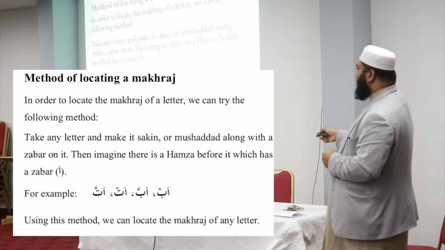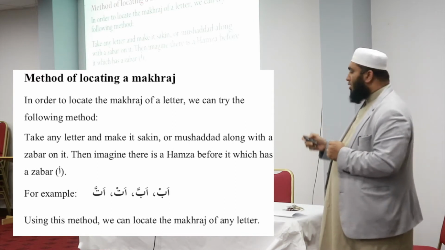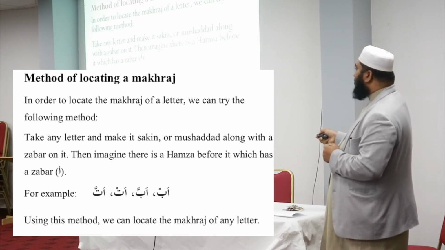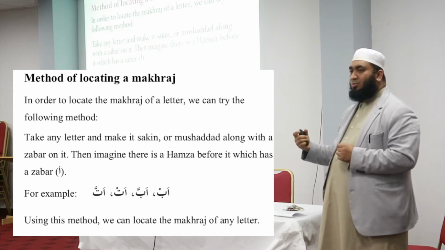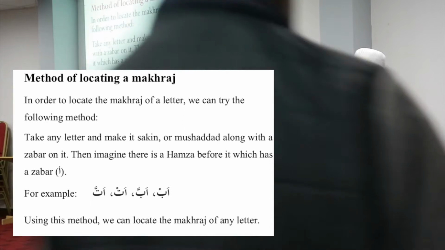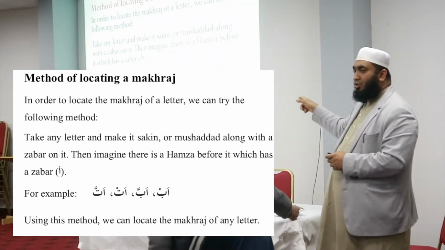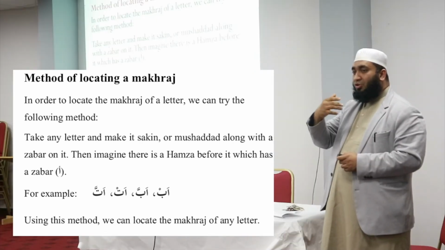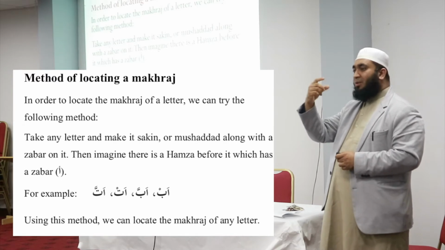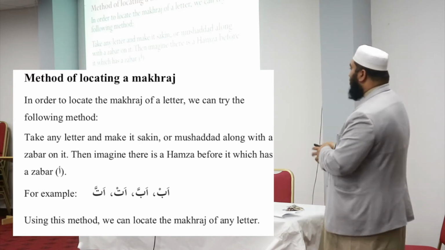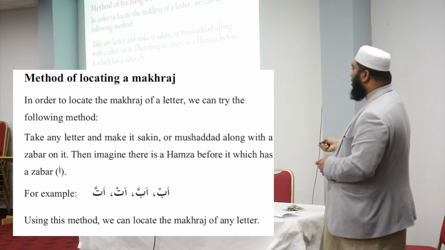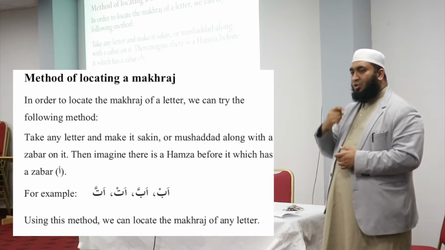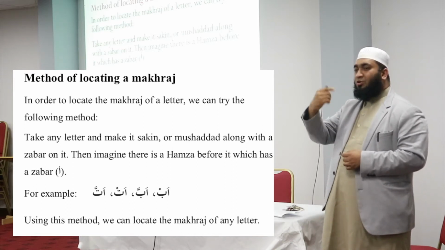For example, we are looking for the makhraj of ta. One way is to give a sakin on ta, and we put an alif zabar before it. So alif ta zabar: at. So to find out the makhraj of ta, we put an alif zabar before it, make the ta sakin, and say at. If you read a few times, you can find out yourself where the ta is pronounced from. Or you can give a tashdid on top of the letter with your zabar and put alif zabar before it. So at. It shows you where you are pronouncing this ta from.